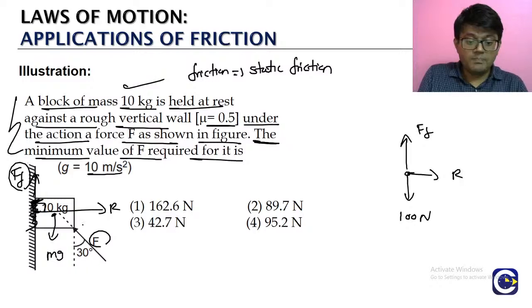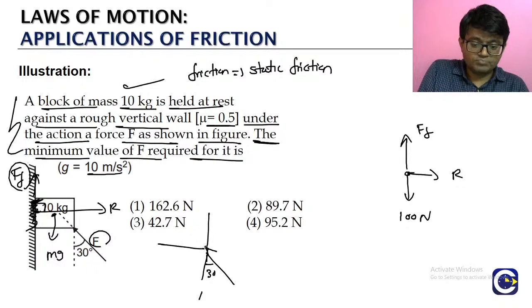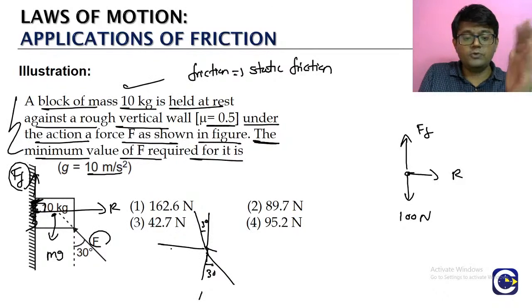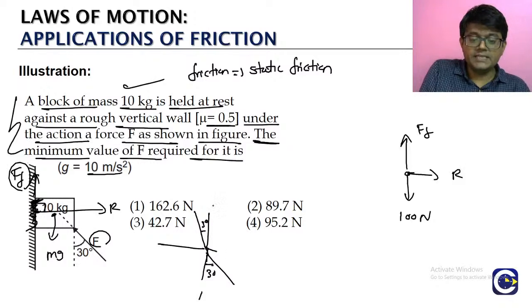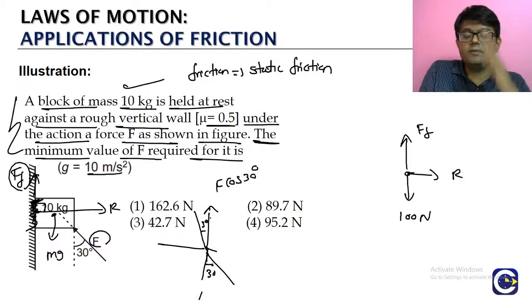Now this applied force F, look at it. It's making an angle 30 here. Angle made by the force with the vertical is 30. Now when you take this into components, you will see that F cos 30 will be vertically up. Force is like this, so you take a vertical component up.